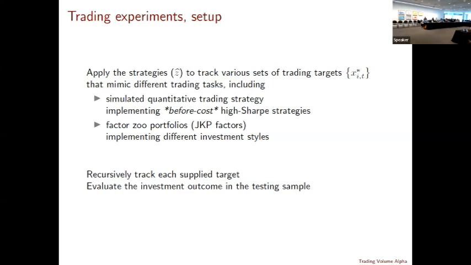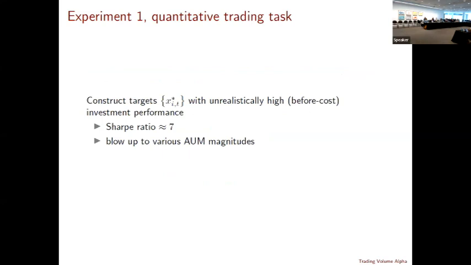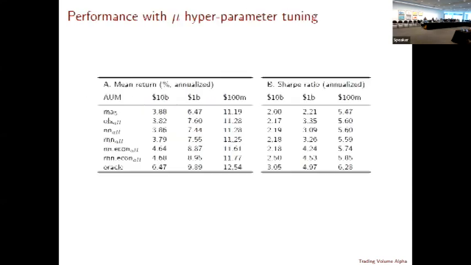All right. And then we're going to apply it to the factor zoo, to the Jensen, Kelly, and Pedersen factors that look at about 153 characteristic sorted portfolios. And then we're going to track these investments' outcomes out of sample. So first, with this unrealistically high before-cost Sharpe ratio portfolio, where with a 1% chance I can predict whether the price will go up or down tomorrow on an individual stock, it's a Sharpe ratio of about 7, okay? But at any decent size AUM, price impact cost would wipe this out, right?